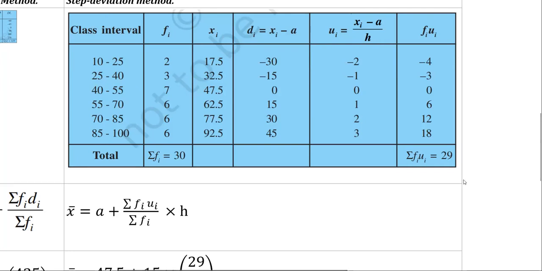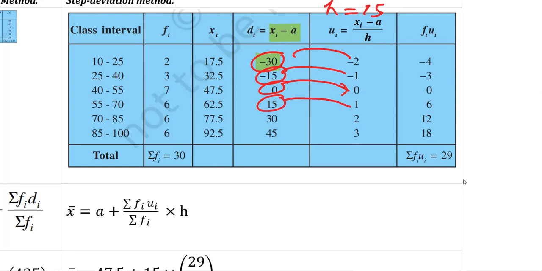So what we do here is get ui, and as I said, ui is calculated as xi minus a over h. So xi minus a in this case is 30, that divided by h, and we have got h in this case as 15. So this divided by 15 is minus 2. This divided by 15 is minus 1. 0 divided by any number is 0. 15 divided by 15 is 1. 30 divided by 15 is 2. 45 divided by 15 is 3.